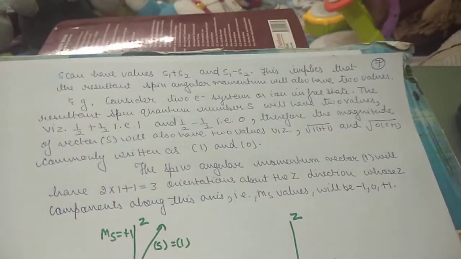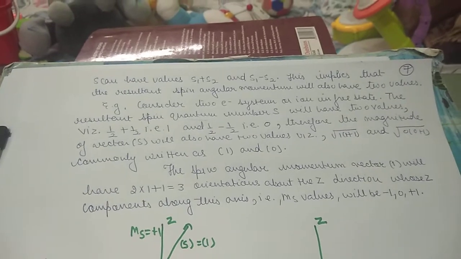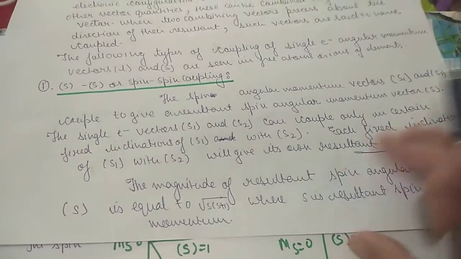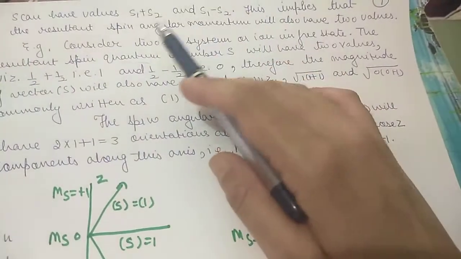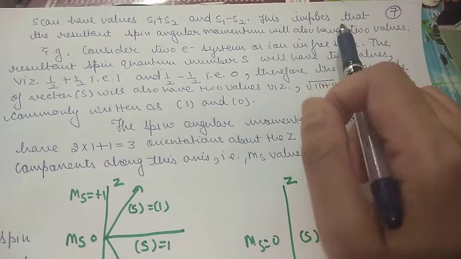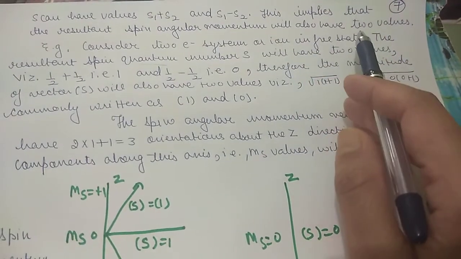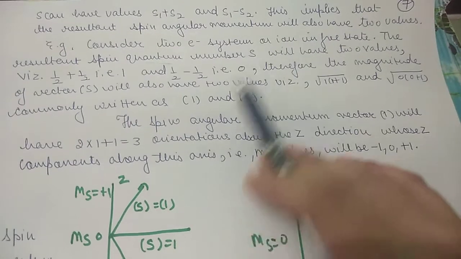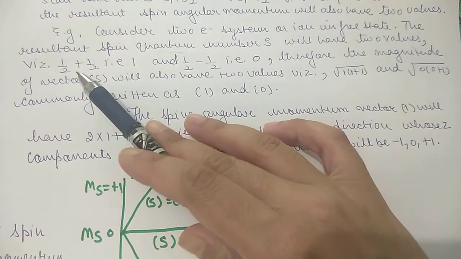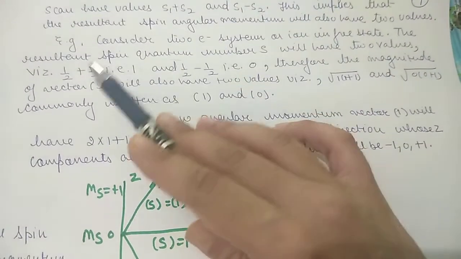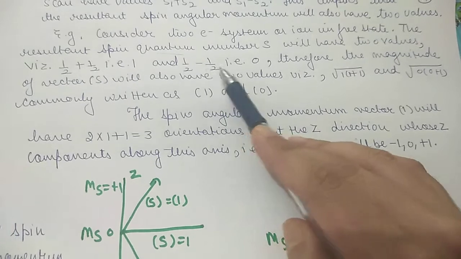Next, we have SS coupling, or spin coupling. This is what we are doing. S can have values ranging from S1 plus S2 to S1 minus S2. This implies that the resultant spin angular momentum will also have two values. For example, if we consider a two electron system or ion in a free state, the resultant spin angular momentum S will have two values: S1 plus S2, 1 by 2 plus 1 by 2, that is 1, or 1 by 2 minus 1 by 2, that is 0.